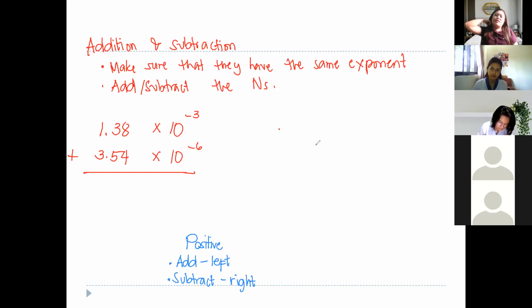Again, the first thing that we will do is to make sure that they have the same exponent. So, they are not the same. Negative 3 is one, negative 6 is the other. Which one should we adjust, class?